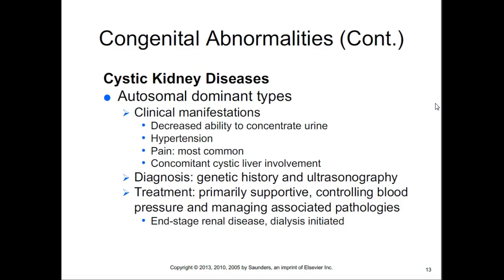Again, genetic history, remember, autosomal dominant usually does not skip a generation. It is usually found in the parent, in one of the two parents, because you only need one dominant gene in order to pass it down to your children. Okay, so one parent usually has it. Treatment is primarily supportive, controlling blood pressure and any other pathologies that might be associated. Usually at end stage renal disease, that treatment plan will include dialysis.